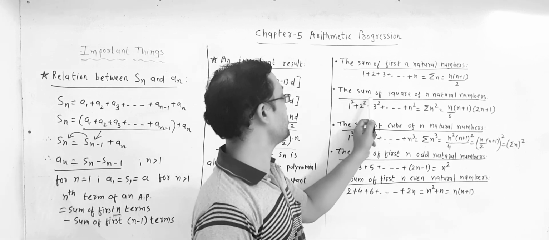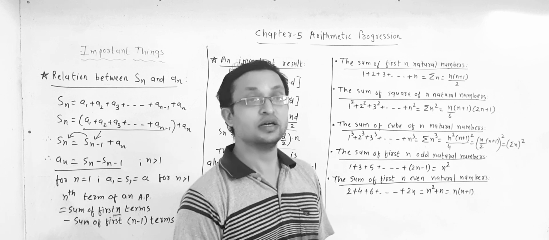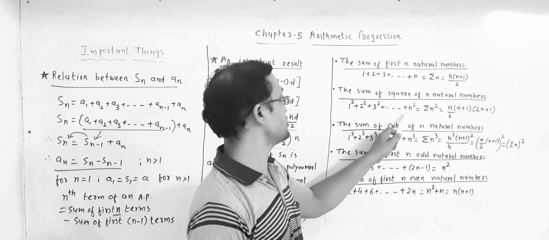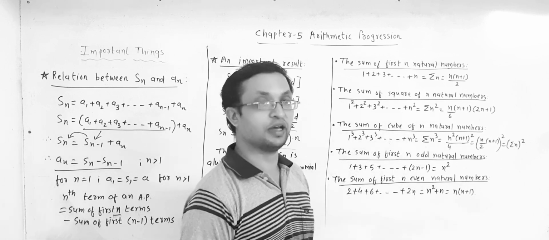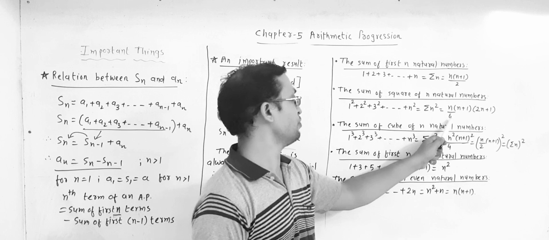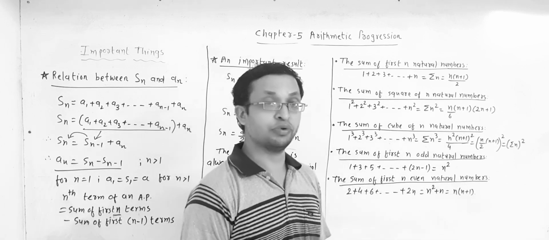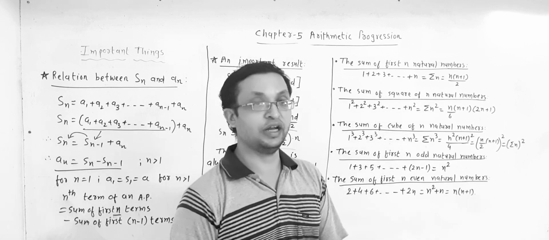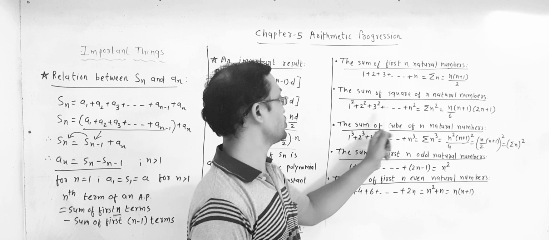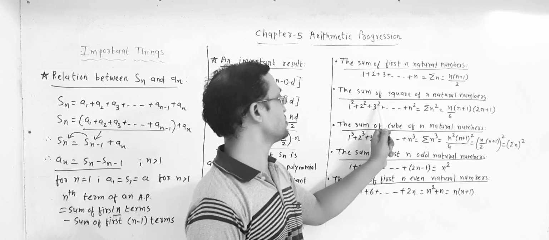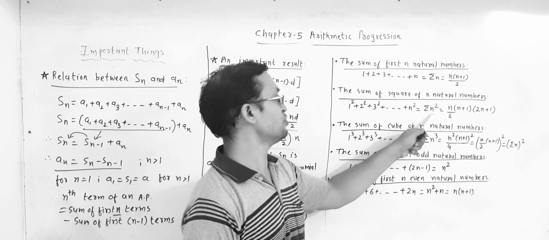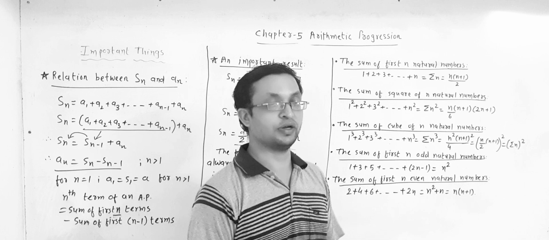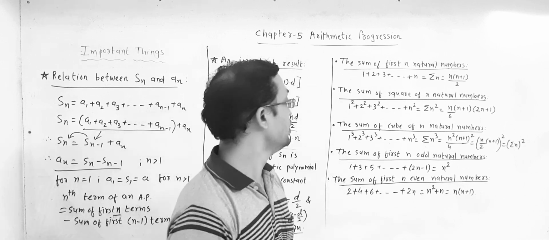Similarly, the sum of the squares of n natural numbers, 1 square plus 2 square plus 3 square up to n square, is equal to sigma n square, and the formula is n by 6 into n plus 1 into 2n plus 1. Then we find the sum of the squares of the first 10 natural numbers, 1 square plus 2 square plus 3 square up to 10 square, that is sigma 10 square, 10 by 6 into 10 plus 1 into 2 into 10 plus 1, 20 plus 1. That answer is equal to 385.